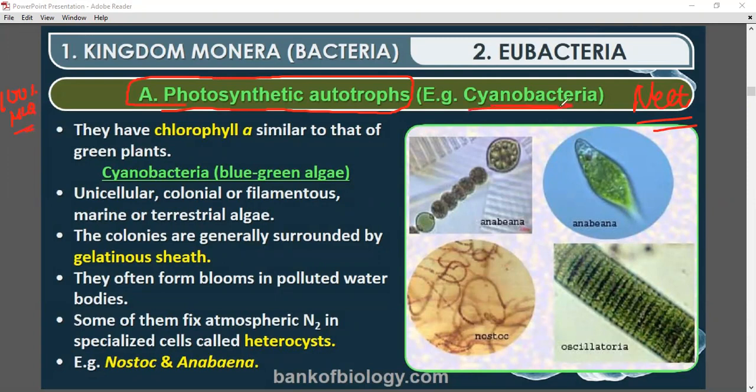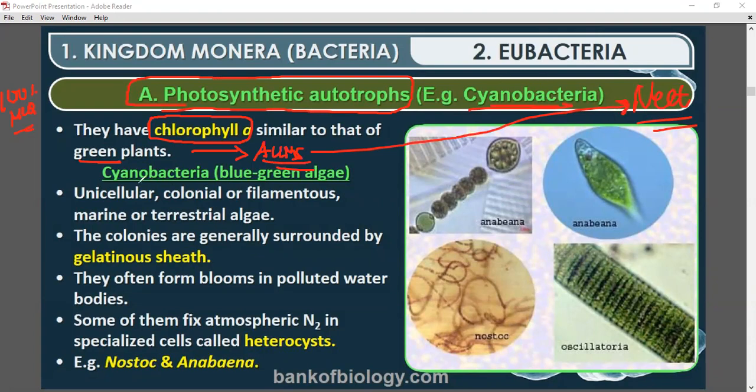For example, the photosynthetic autotroph is cyanobacteria. They have a pigment called chlorophyll A, which is similar to that of green plants. This was a previous year AIIMS MCQ, assertion reasoning. Very tough questions. You can expect AIIMS-type assertion reasoning questions for your NEET also, since AIIMS, JIPMER, everything is included in the NEET only, right?